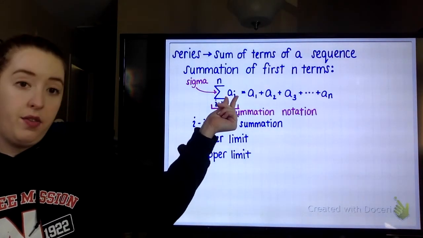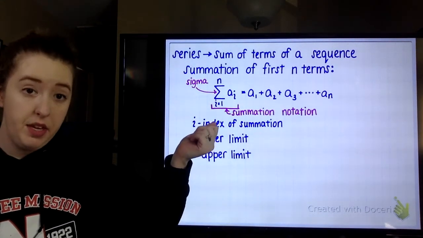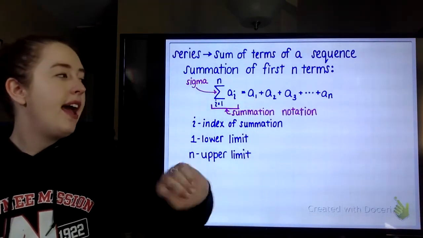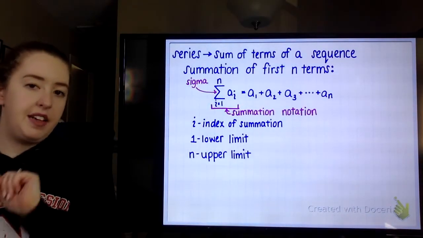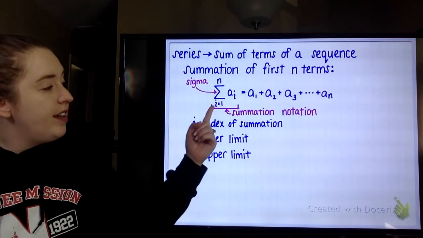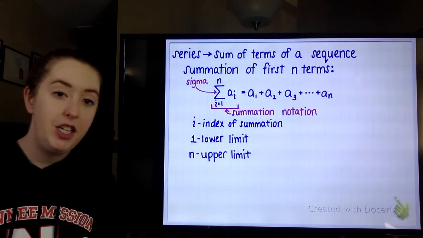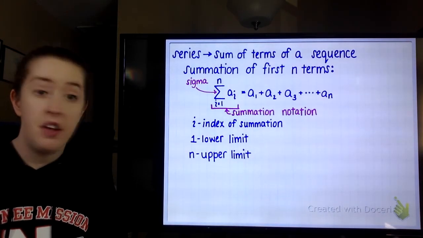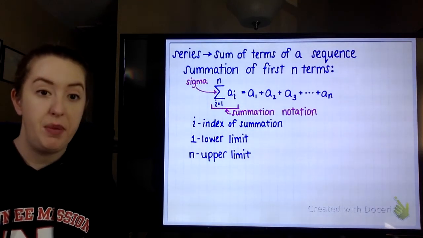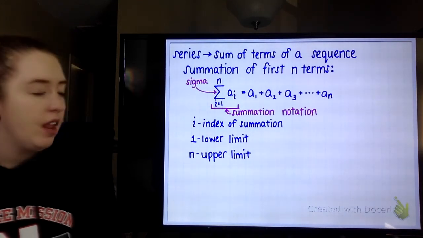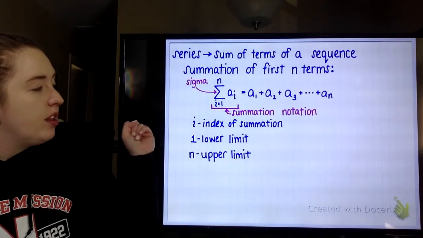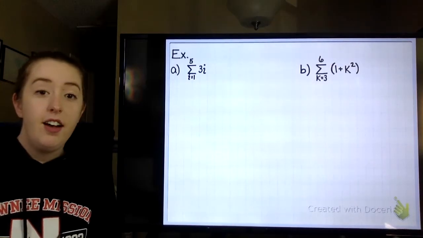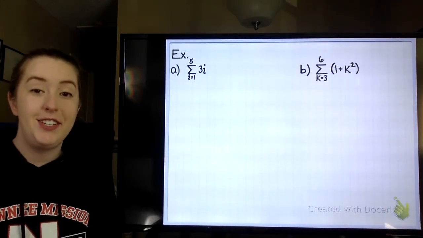So they'll give the formula for whatever that sequence is, the explicit formula for it, and then they'll say from 1 to n. So then we'll take each of those terms and add them all up all the way to a sub n. So this guy right here, this is called the index of summation. It's not always i. Sometimes it's a k, sometimes it's another letter, just whatever people feel like at the time. This guy down here is your lower limit, and the number up on top is your upper limit.